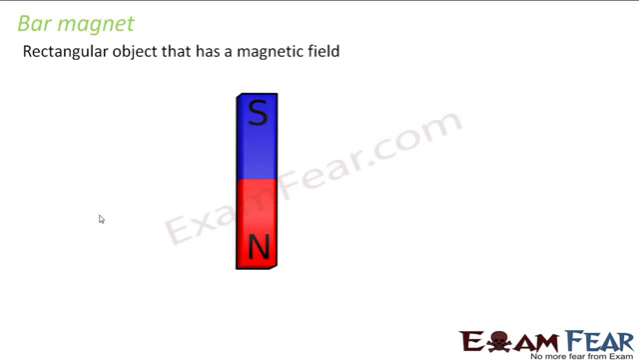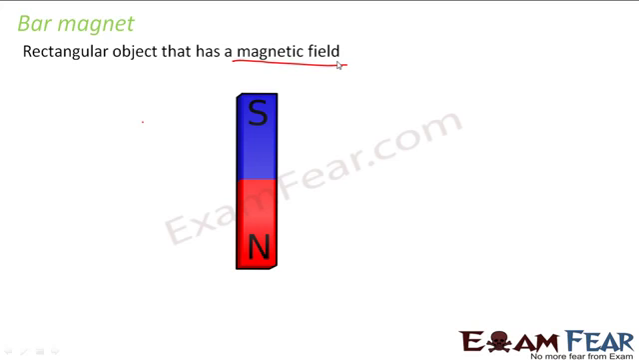So what is a magnetic field now? Whenever I talk about a magnet, there is a magnetic field associated with it. This magnetic field is nothing but the area surrounding the magnet within which you can feel the magnetic effects of that object. For example, if you bring some nails near this bar magnet, what will happen? The nails will get attracted towards the magnet.